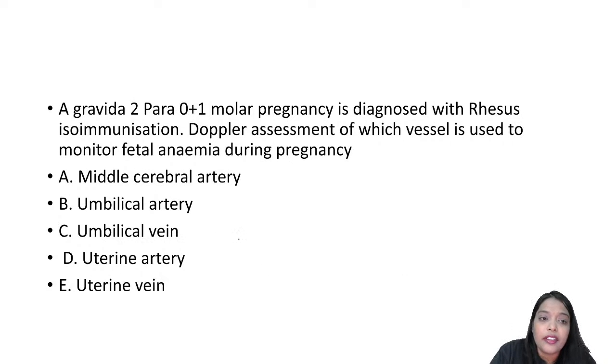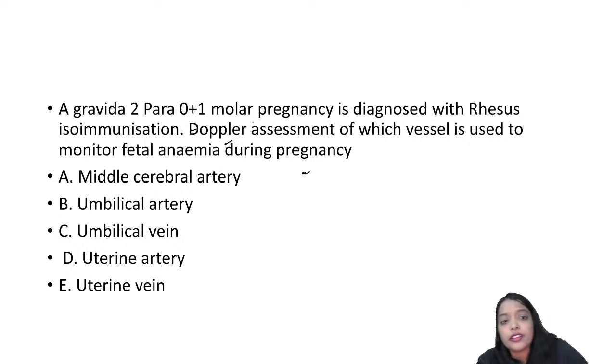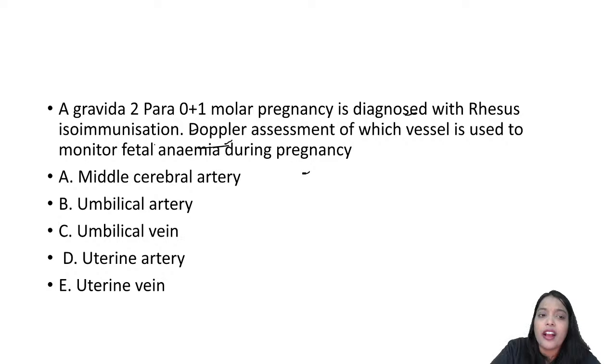Next, a gravida 2 para 0 living, a gravida 2 para 0 plus 1 molar pregnancy is diagnosed with RH isoimmunization. So previous molar, and I think along with RH. Doppler assessment of which vessel is used to monitor fetal anemia during pregnancy?